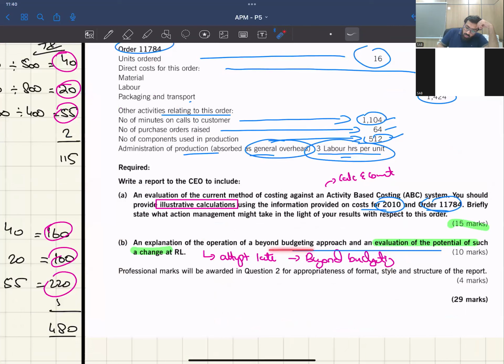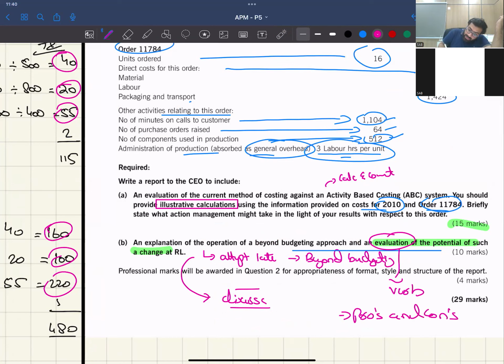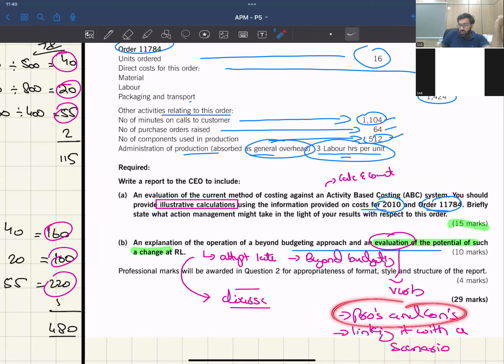Now, they want to move to the beyond budgeting approach, and they want to evaluate. The verb is evaluate. So what you have to do is simply write pros and cons, but again, linking it with the scenario. That's it. You just have to write pros and cons and then link it with the scenario.